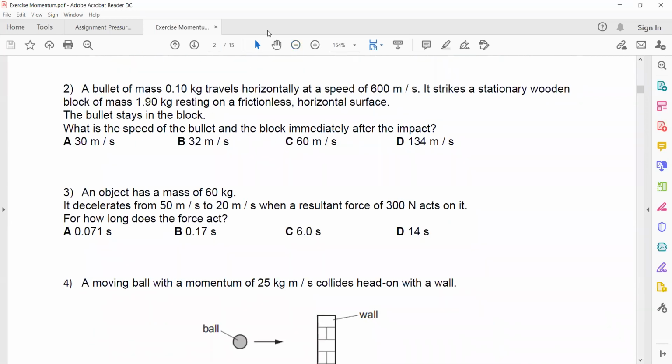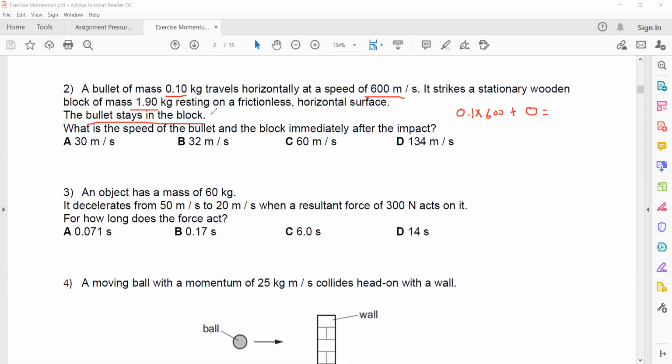In MCQ 2, a bullet of mass 0.1 is traveling horizontally at a speed of 600. It strikes a stationary wooden object of mass 1.5. The bullet stays in the block, meaning both will move together. What is the speed of the bullet and block after the collision? Whenever two objects collide, the momentum before and the momentum after should be the same. So what is the momentum before for the bullet? The mass of the bullet is 0.1 multiplied by the speed at which it was moving, 600. The wooden object was stationary, so its momentum is 0.